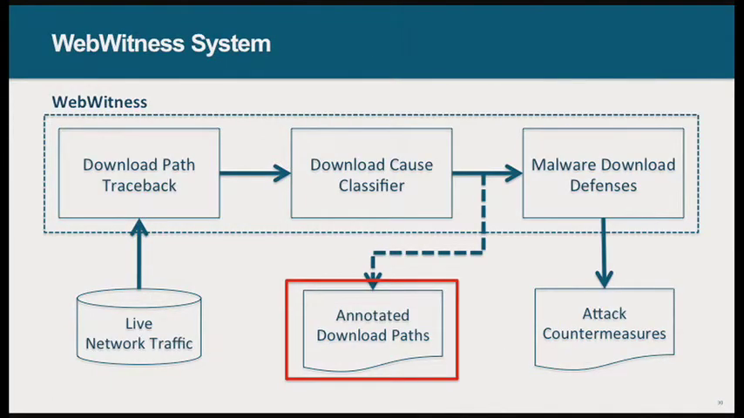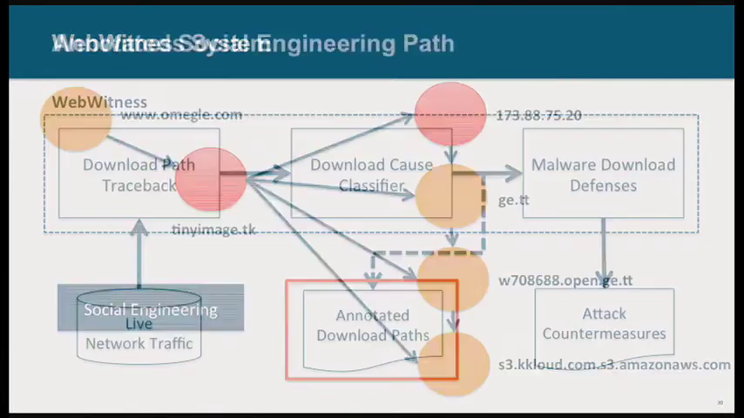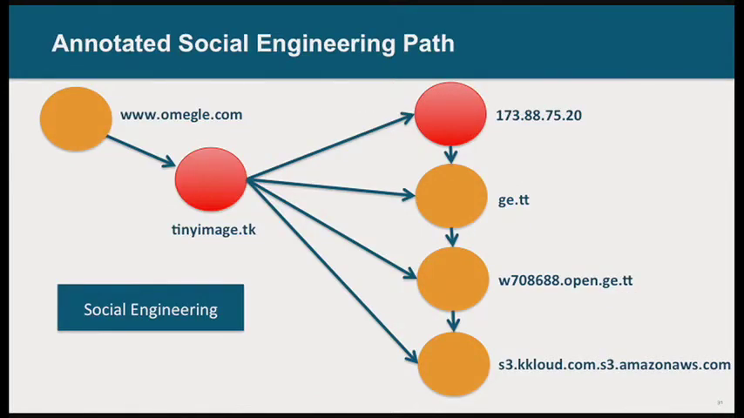And so the output of the download cause classifier are annotated download paths. And so these annotated download paths can be used by threat analysts to study current attack trends, but they're also fed into our malware download defense module. So now let's take a look at a couple of annotated download paths. And so this is an example of a social engineering annotated download path.